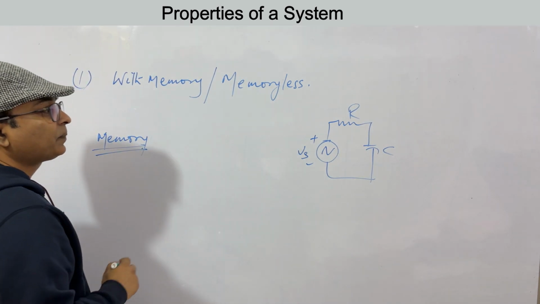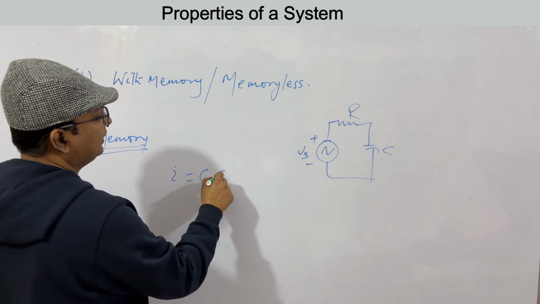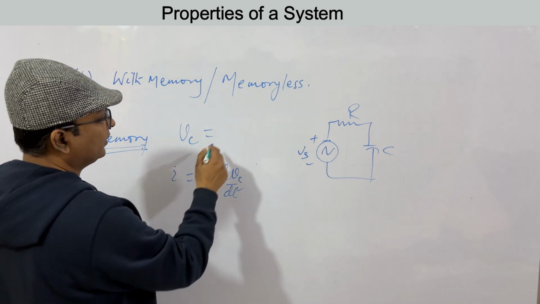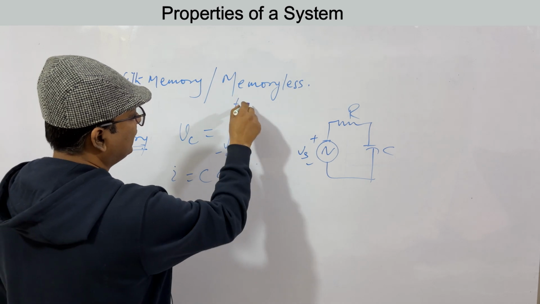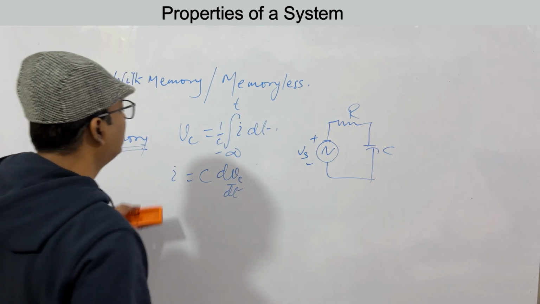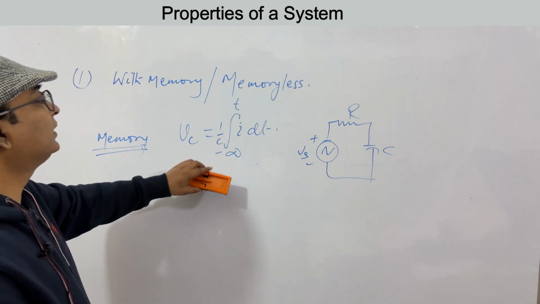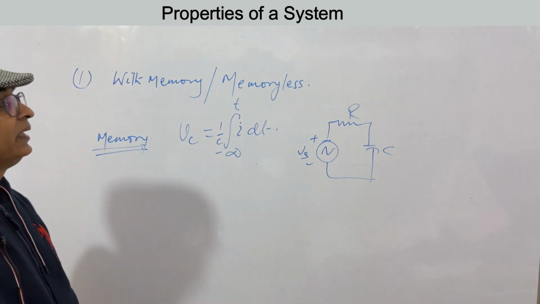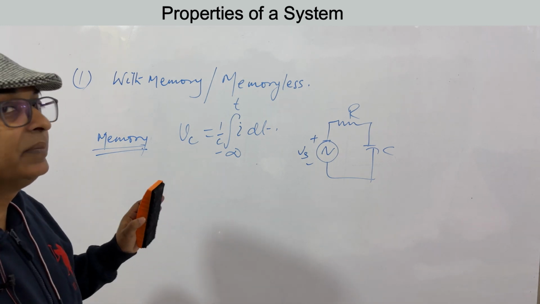What is the current? I is C dV_C by dt. So if you want to see what V_C will be, it is the integral from minus infinity to t of I times 1 by C dt. So it is not dependent on the value of the current at time t alone. It is dependent on the values from minus infinity to t. This type of system has a memory.